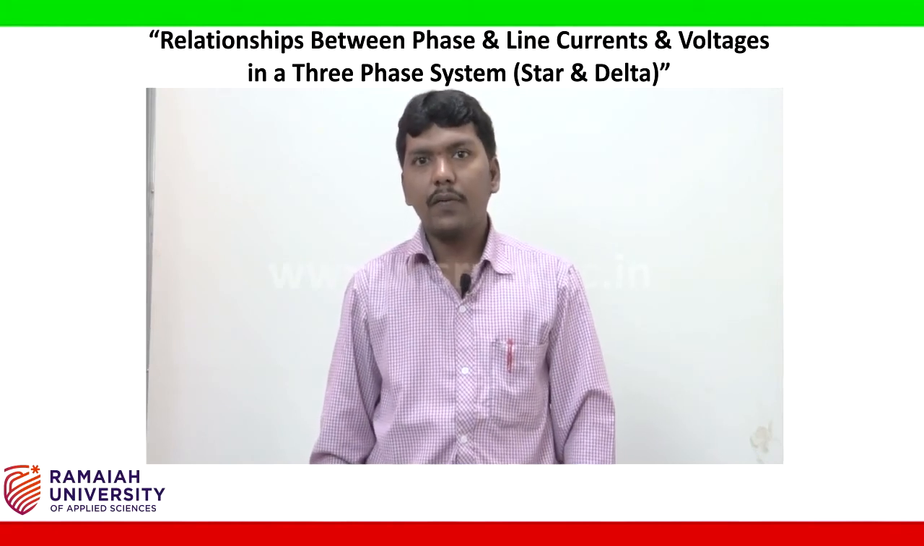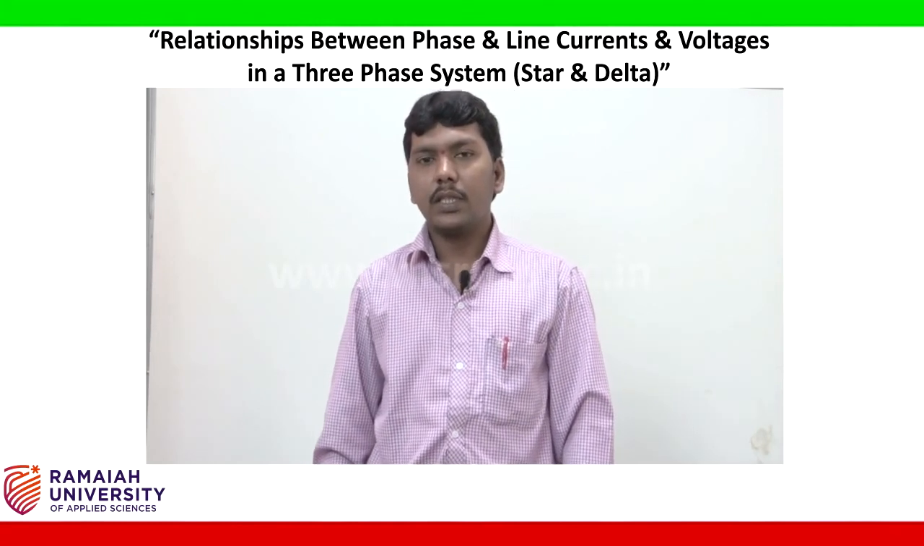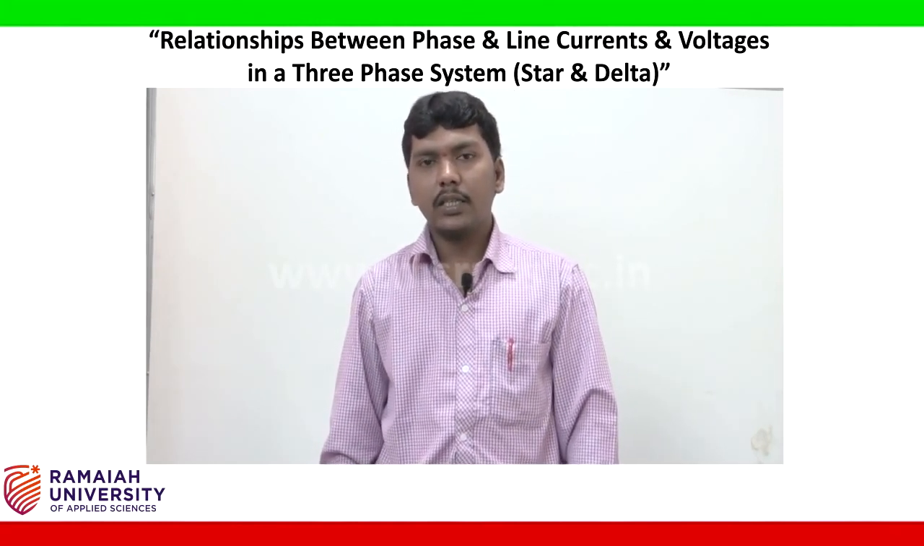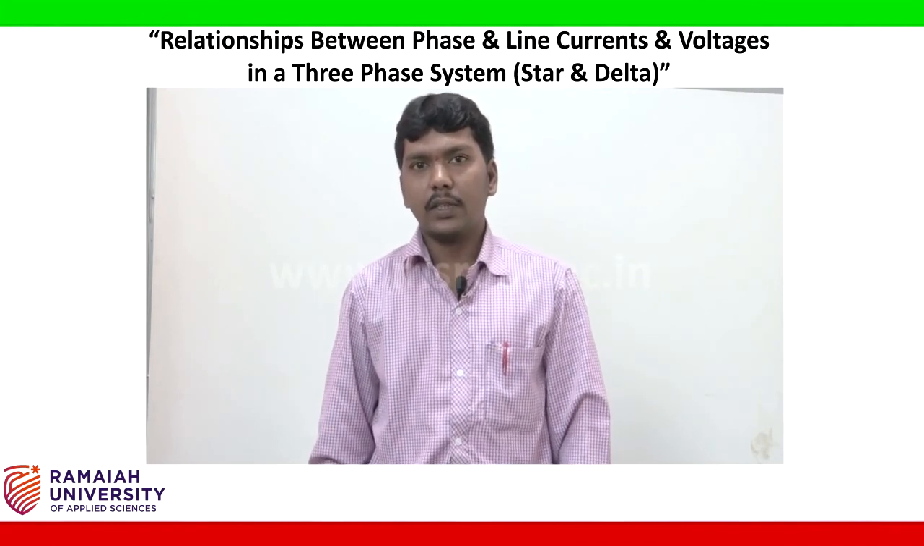Now, you can verify the line current and phase current relationship in a 3-phase system using delta connection. That is, you can show IL is equal to √3 times the I phase.